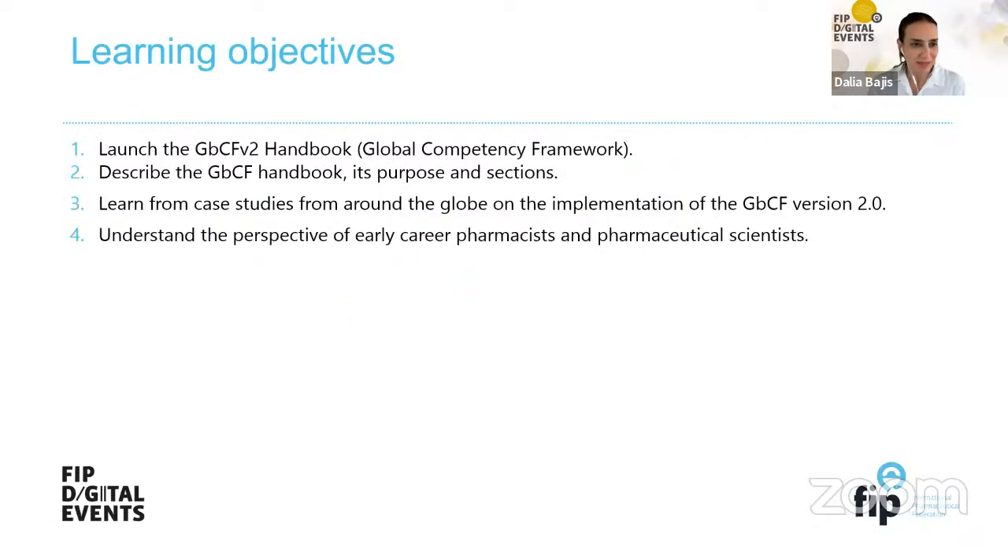Today's session has four main objectives. The main objective is to launch the Global Competency Framework, abbreviated GbCF, version 2 handbook, also to describe to you the content of the GbCF Handbook, the purpose, the various sections of it and how to use it, but also to learn from case studies from around the world on the implementation of the GbCF. We also hope that you can develop an understanding of the different perspectives, including perspectives from the early career pharmacists and pharmaceutical scientists.